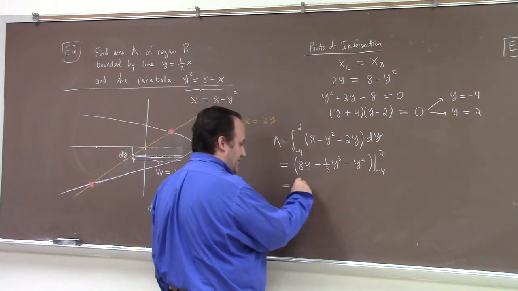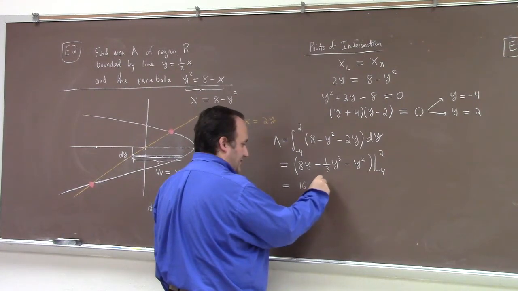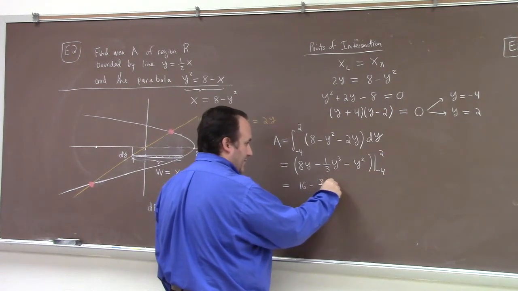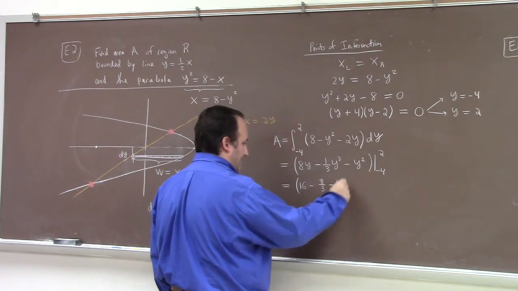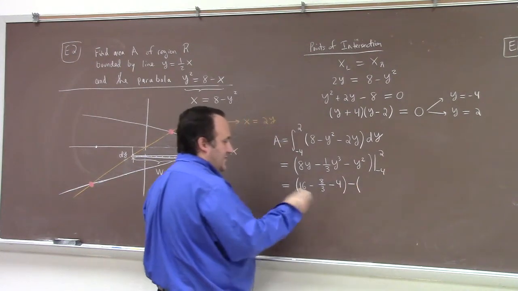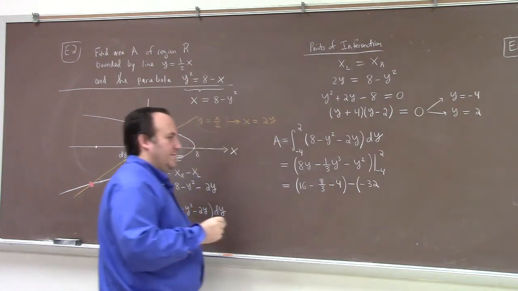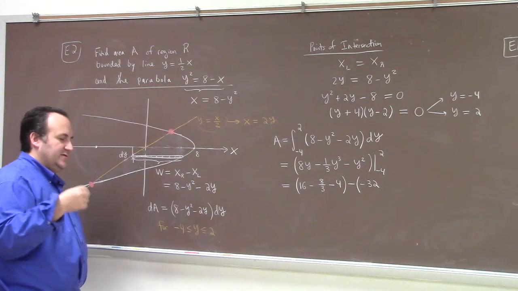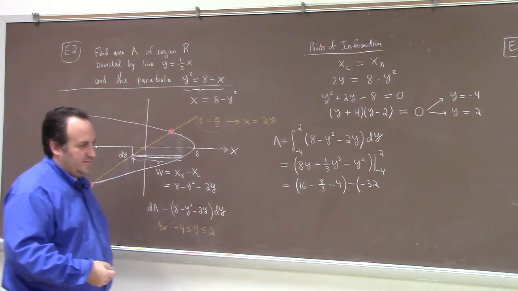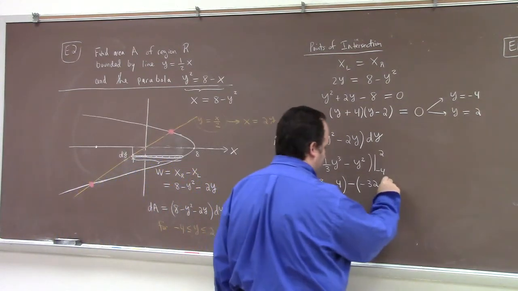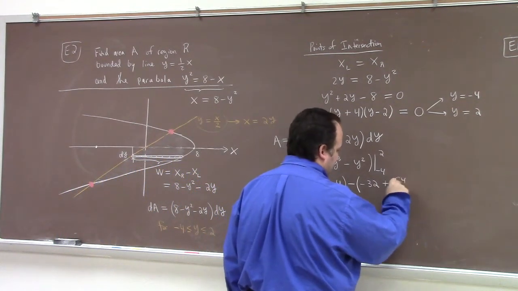So 8 times 2 is 16, minus 8/3, minus 4, that's the upper bound. 8 times minus 4 is minus 32. Minus 4 cubed is minus 64, so that gives me a plus 64 over 3 because the minuses cancel.